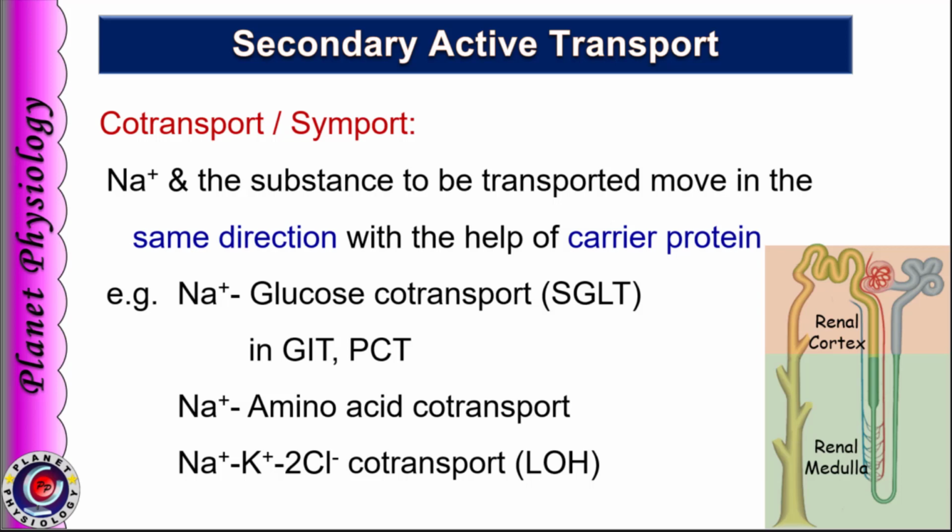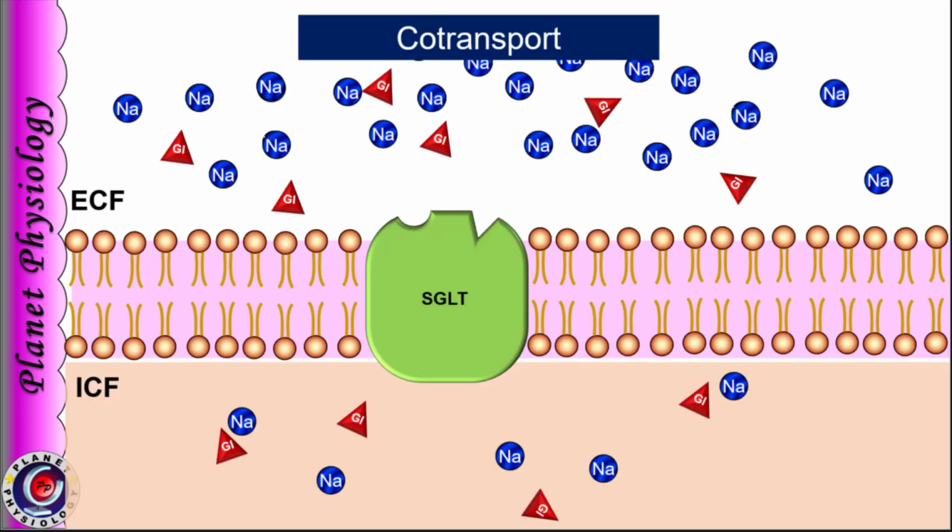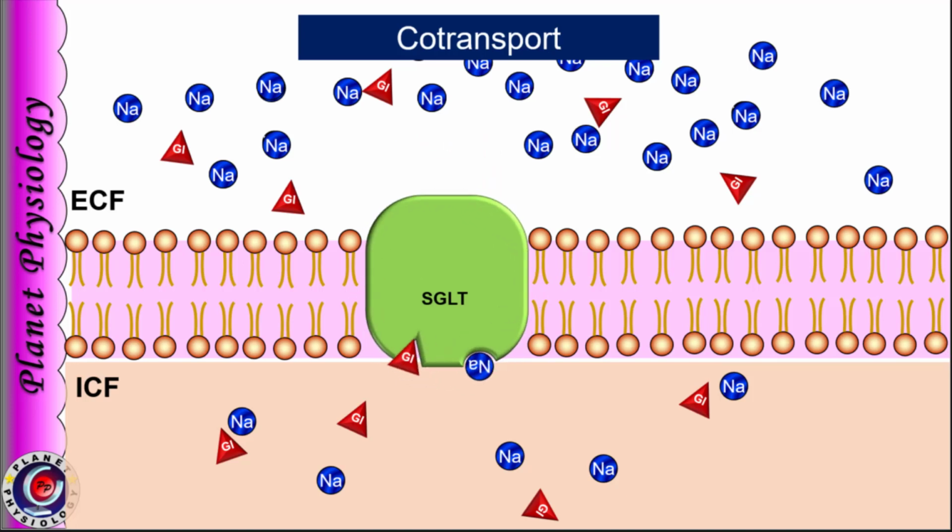Let's understand symport with animation. As you can note, the sodium gradient is from outside to inside, which is created by the primary active pump. When sodium and glucose attach to the SGLT carrier protein, it shows a conformational change and both the molecules are transported into the cell. Thus, glucose is actively transported with the help of sodium ions.